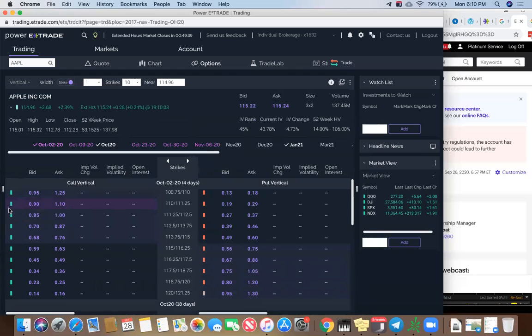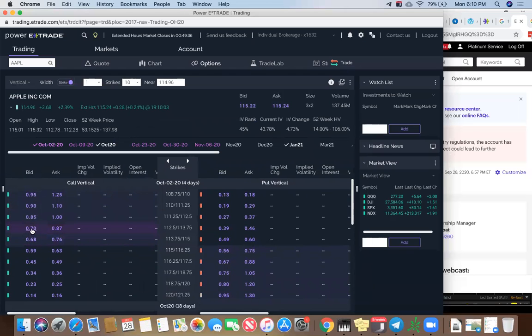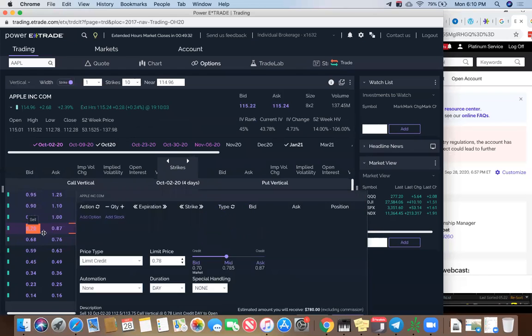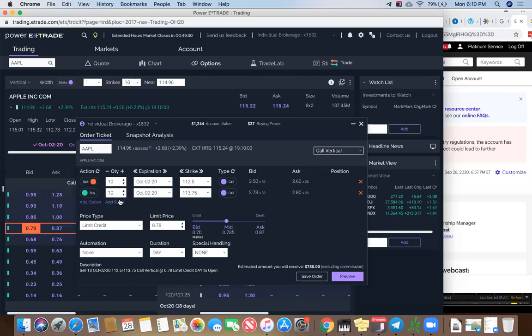I don't know how it works on the other platforms, but I'm assuming it's the same. Basically, if you look at this one, you are selling 10 October 12, 112.5 calls, and this is 113. And if you see here, I get a 0.78 limit credit. That means you are selling this credit spread.